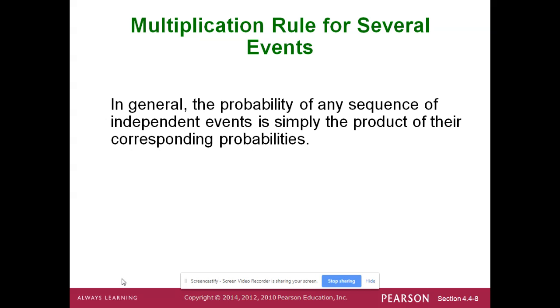Probability of any sequence of independent events is simply the product. Multiply them together of their corresponding probabilities.